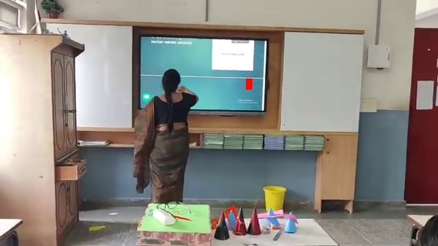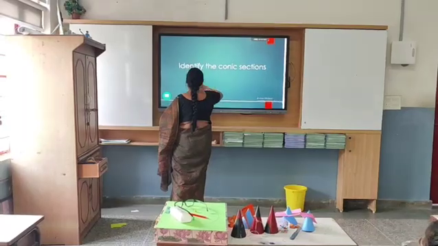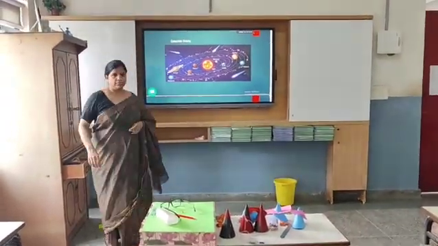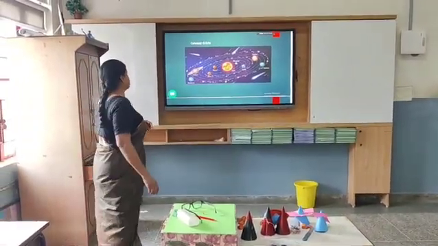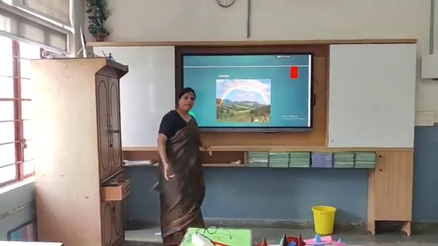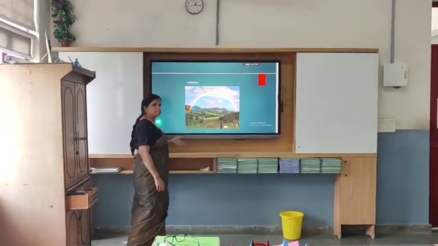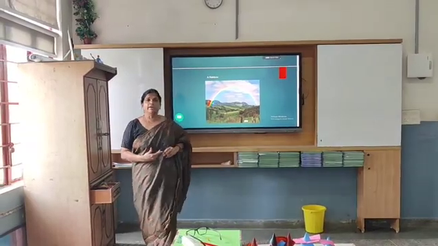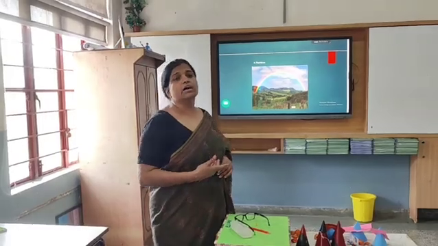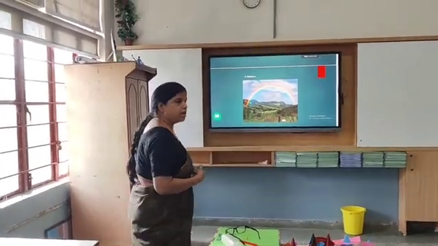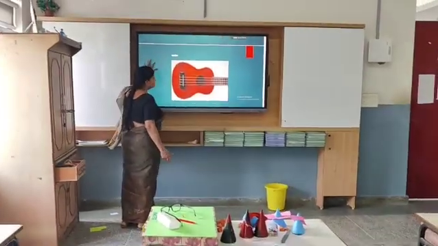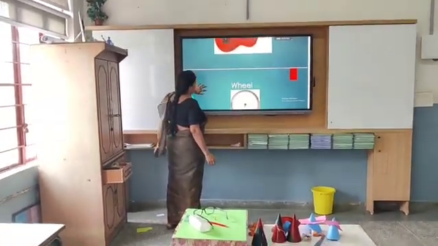Now I am going to show you some pictures. You will identify which type of section is shown in these pictures. Yes, who will tell? Ellipse. Now the next is parabola. The shape of a rainbow is a parabola. You have already done the parabola in class 10. This shows the graph of a quadratic polynomial. Okay. And the next one is hyperbola. And the last one?